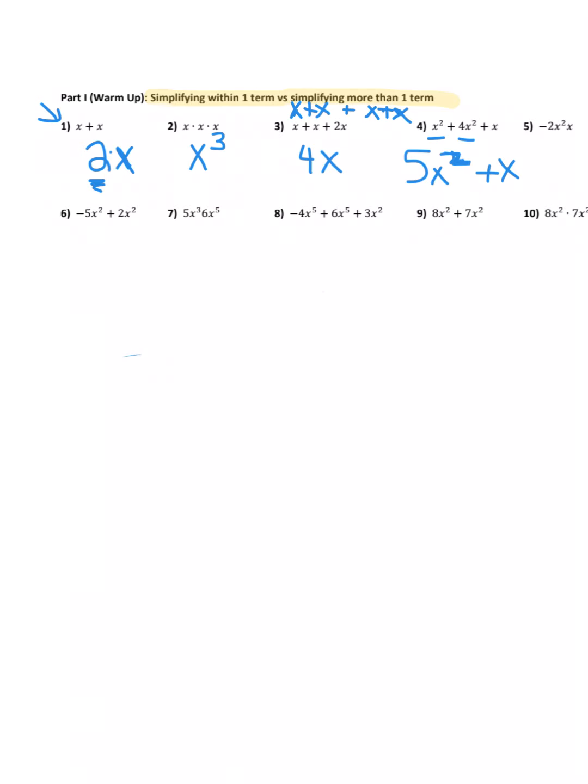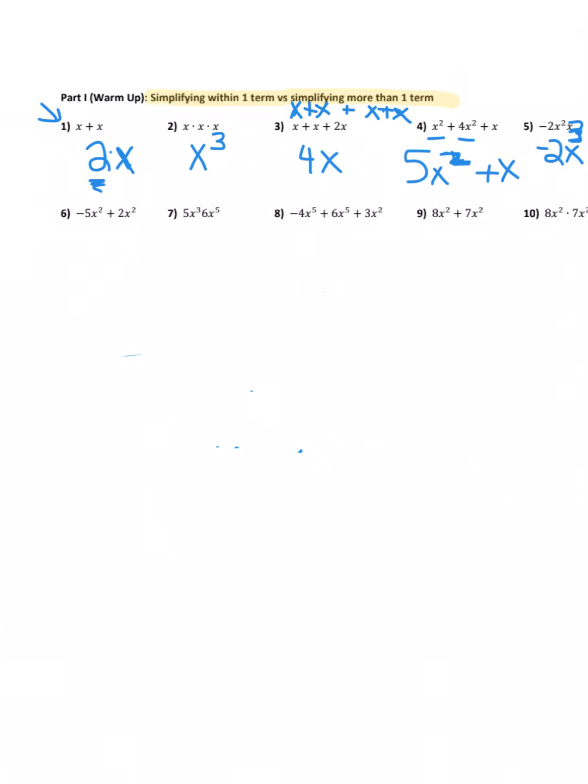Number 5 is similar to number 2. We're simplifying within one term. So for number 5, we have negative 2 x squared times x, and that would be negative 2 x to the third. And that's like your problems that you learned back in February, because x times x is x squared, and then we have that additional x, and that's what gives us x to the third. We have 3 x's multiplied together, and that's the same thing as x to the third.